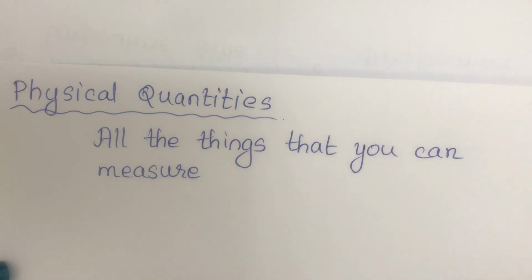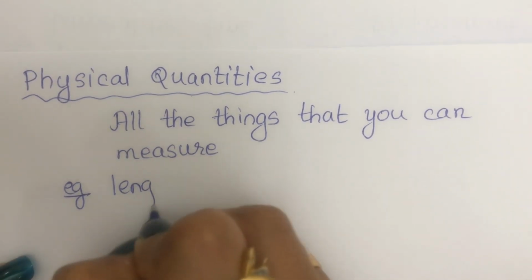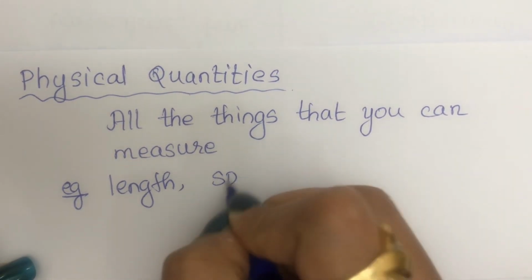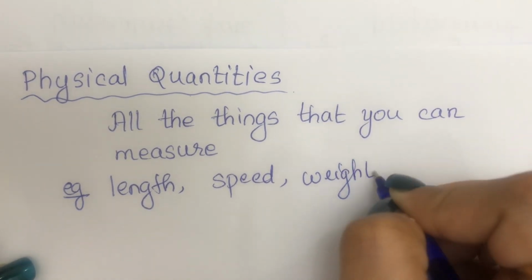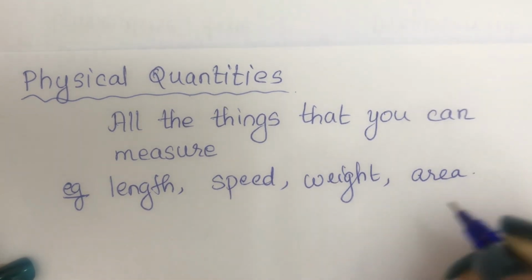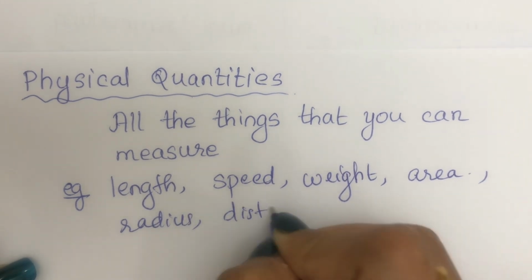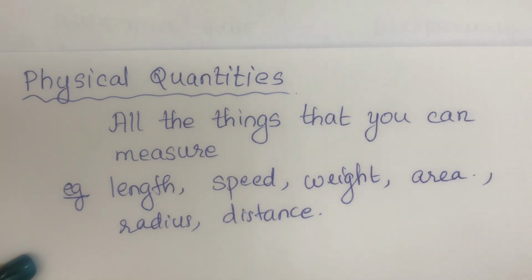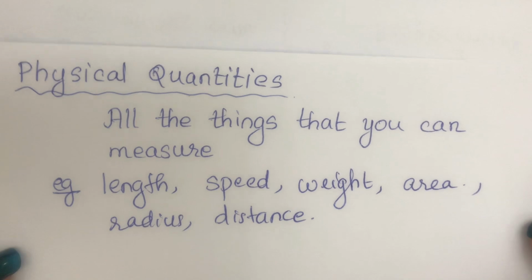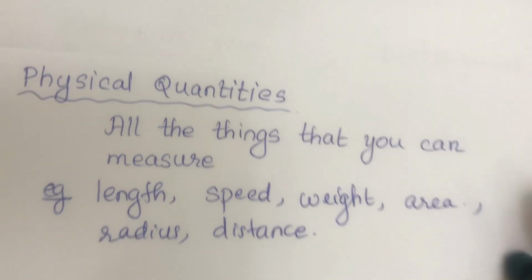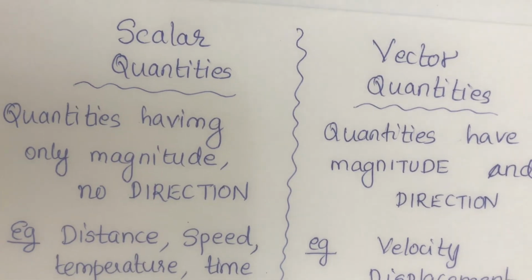What are the examples? Examples are length, speed, weight, area, radius, distance. These all are known in physics as physical quantities. And now we classify physical quantities into two types, that is scalar and vector quantities.